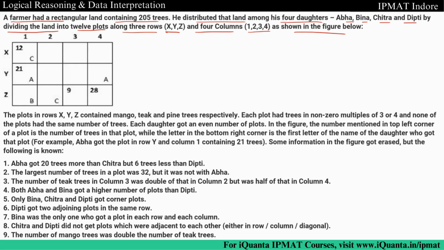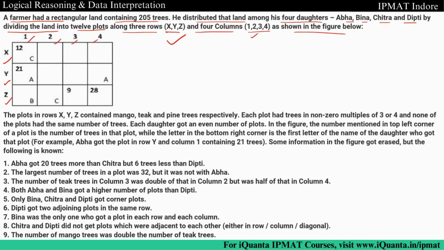A rectangular land is being divided into 12 plots among the 4 daughters of this farmer, and this rectangular land has a total of 205 trees. So in the figure given below, we have been given 3 rows X, Y, Z, and 4 columns 1, 2, 3, 4.